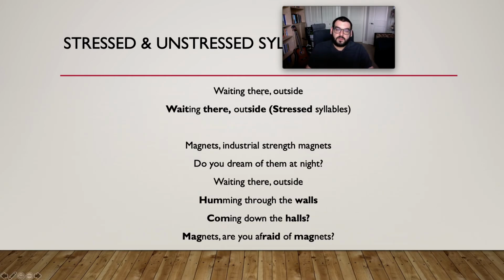All right, let's look at this line. Waiting there outside. Waiting, okay, that's 2 syllables. So we know that it's going to have parts. There, oh well, there, okay, is a pronoun. No, it's not, sorry. There is a verb, right? Waiting there, outside. Okay, there is 1 syllable, waiting is 2 syllables, outside is 2 syllables. Okay, and so we can take a look here. We have our stressed syllables. Waiting there, outside.